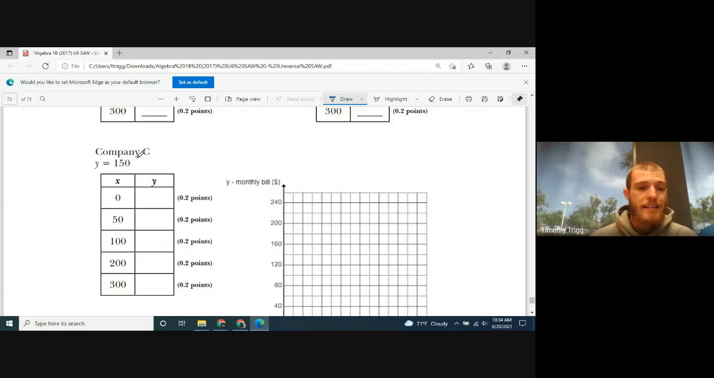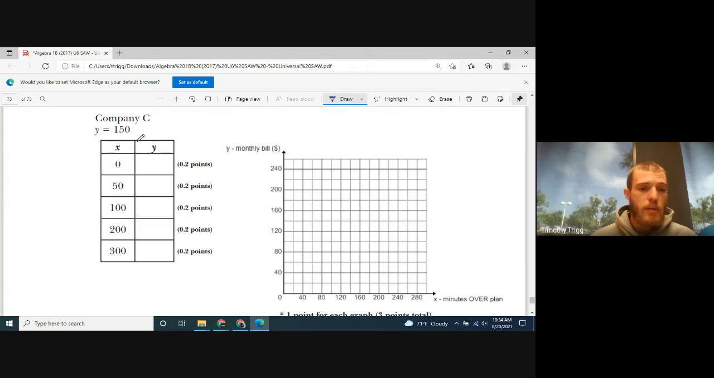So for cell phone plan C, it just says Y equals 150. That means it's 150 all the way down. So this one should be 150 all the way down. Because it just says Y equals 150, that means that basically you pay $150 and it doesn't matter how many minutes you use. It just costs $150 regardless.